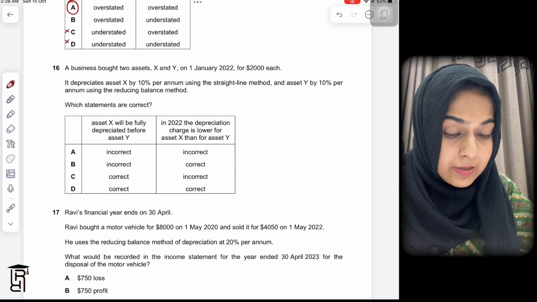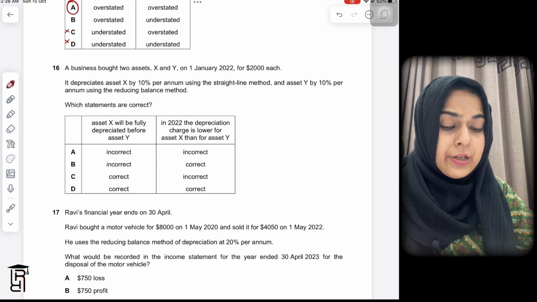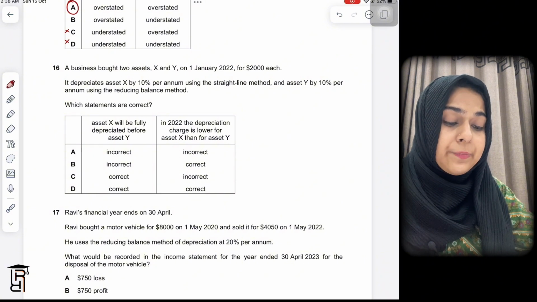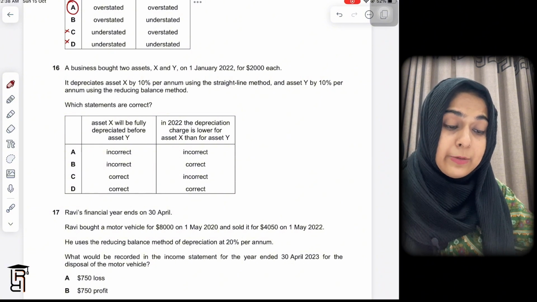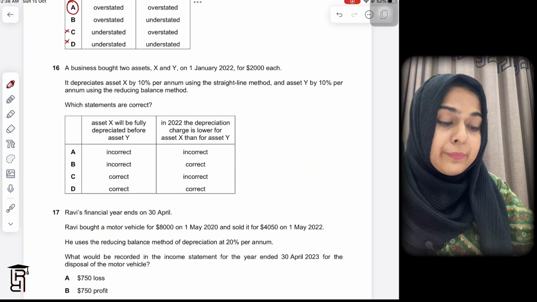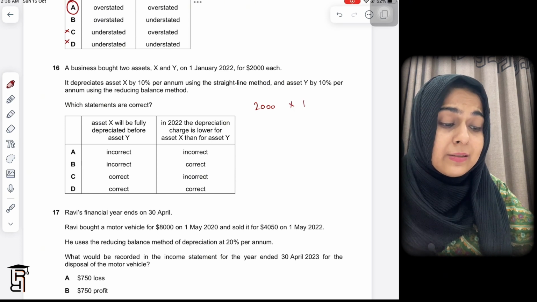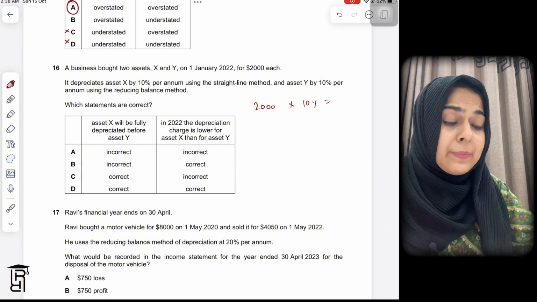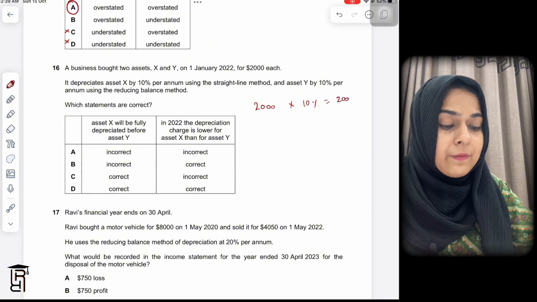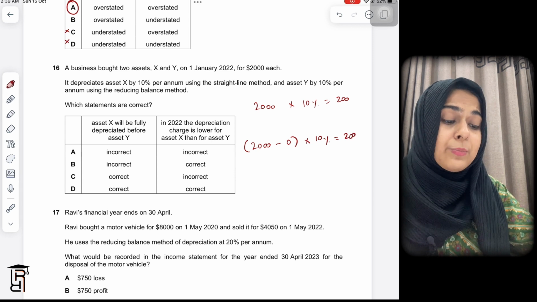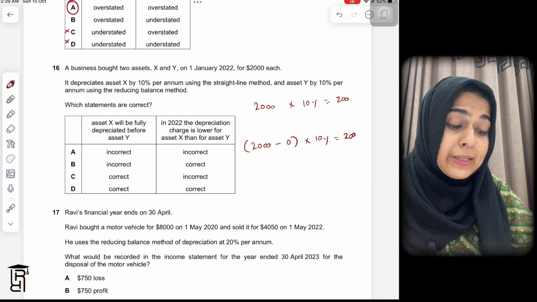If you look at this, the other statement here, that in 2022 the depreciation charge is lower for asset X than for asset Y, is an incorrect statement. Why? Because if you apply the straight line method or the reducing balance method, the first year depreciation stays the same if the percentage is the same. 2000 multiplied by 10% is 200. Again, if the RBM formula is applied, 2000 minus 0 accumulated depreciation, multiplied by 10%, is again 200, which means the first year's depreciation is going to be the same.